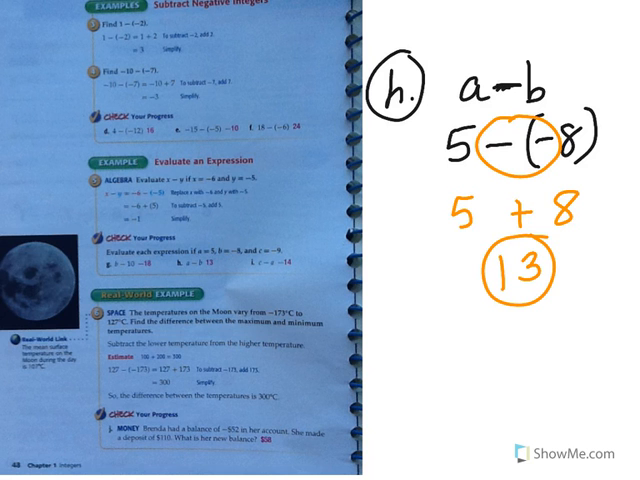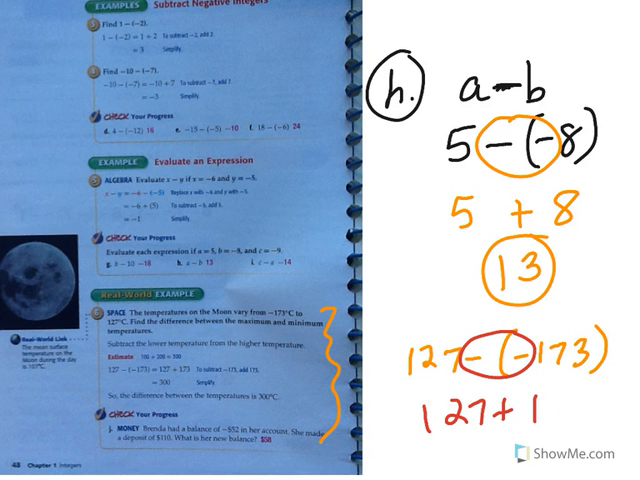Last question, just about the 30-minute mark here. The temperature on the moon varies from negative 173 degrees Celsius to 127 degrees Celsius. Find the difference between the maximum and minimum temperatures. This reminds me already of the first question we did with the dolphin. At the lowest point, you're at negative 173. At the highest, you're at 127. What's the difference between the lowest and the highest? So what you're going to do there is 127 subtract negative 173. So the difference between those temperatures is going to be the sum of 127 and 173, which equals 300.